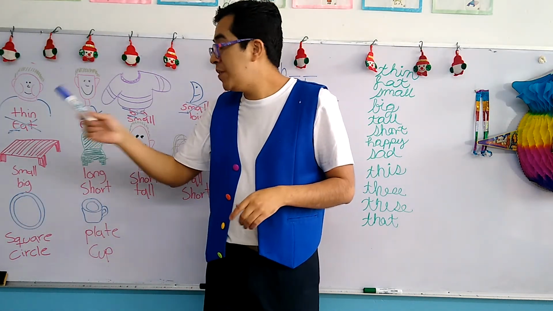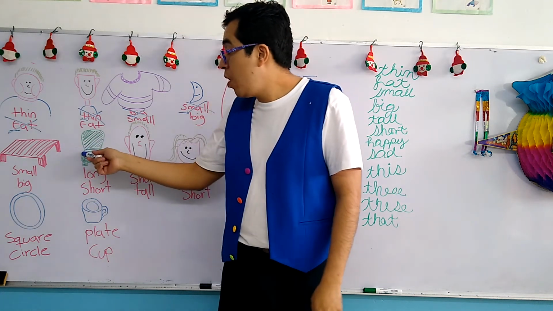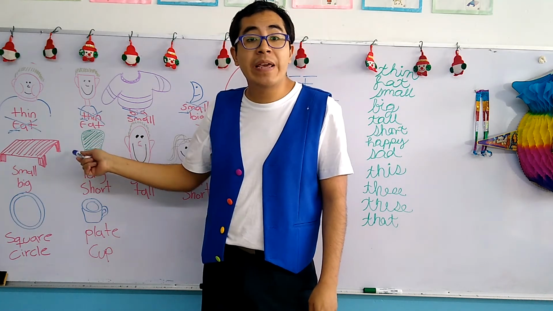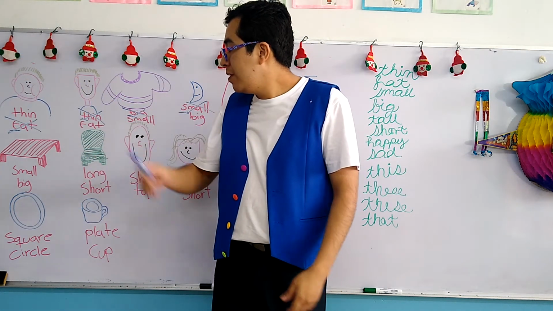object. For this, we have a table. Now, according to these two objects, between the table and the chair, which one is big? The table or the chair?